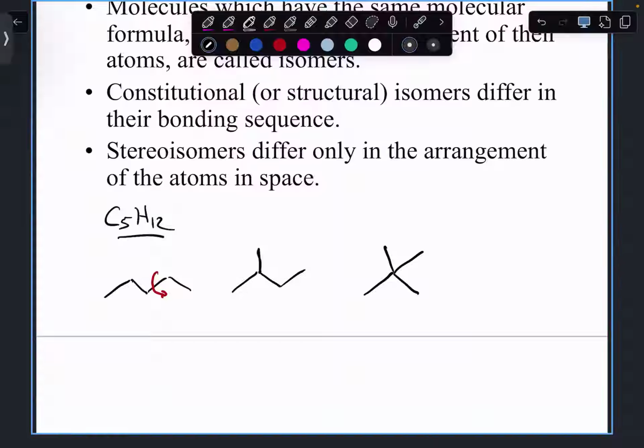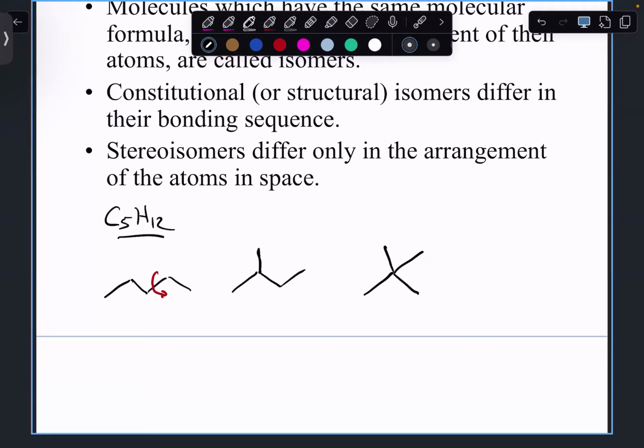Don't worry about that for now. We'll spend an entire chapter on that stuff, but not now. No. All of those are constitutional isomers. Because the definition of a constitutional isomer is they have the same molecular formula, but a different connection of atoms.